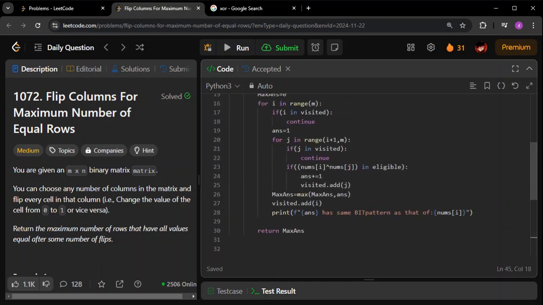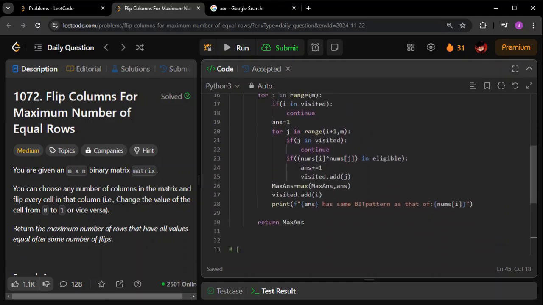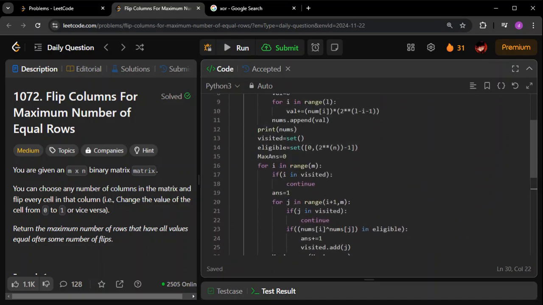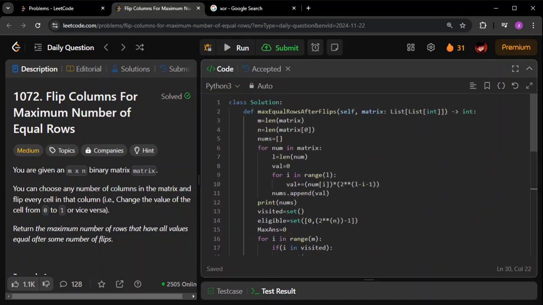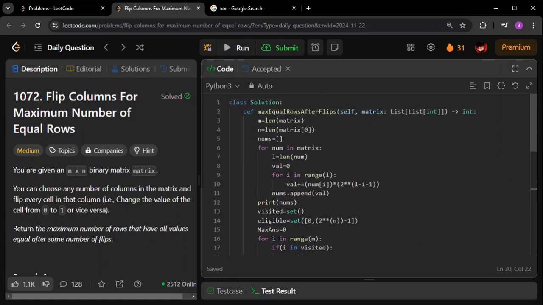So this is what we did. We calculated which rows have the same pattern, and the pattern which has the most number of rows gives the answer, and we return the maximum number of rows that follow the same pattern. That was the question, and I've given a solution which has a better space complexity than the solution given in LeetCode. The time complexity is the same as that of the optimal LeetCode solution, but the space complexity is much better.